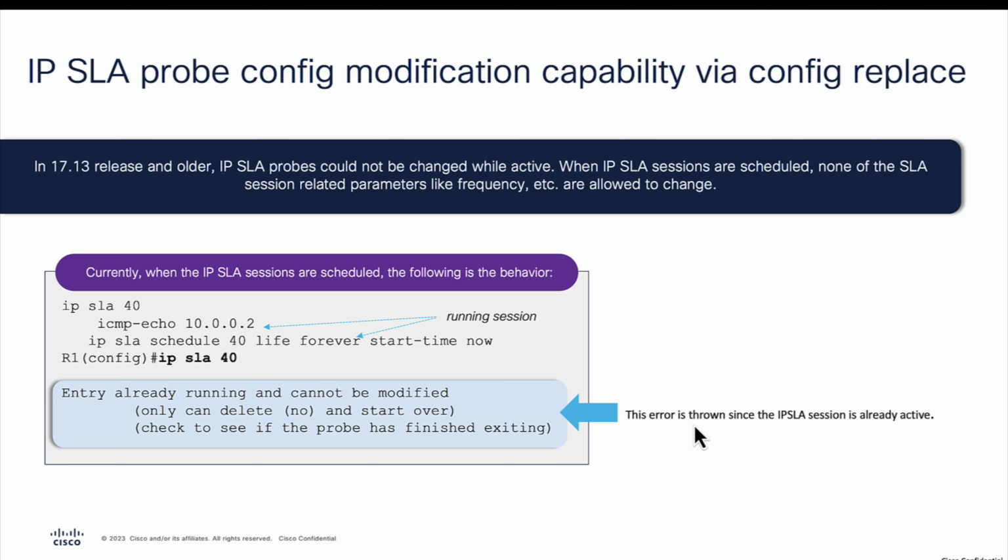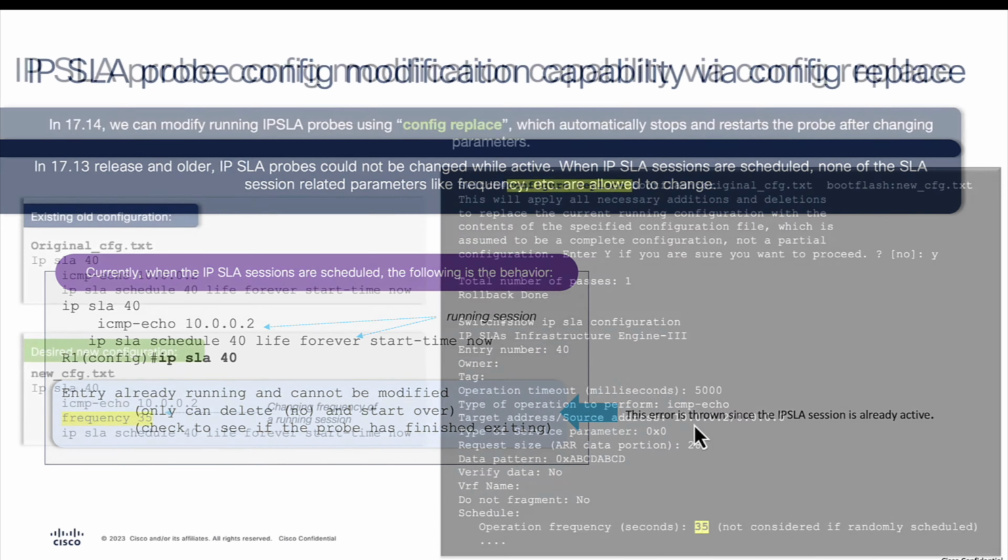In previous releases, such as 17.13 and earlier, there was a limitation with IP SLA probes where you couldn't modify them while they were active. It would initiate an error, and then it would tell you that the session is already active. Once an IP SLA session was scheduled, key parameters like frequency and other settings were locked in place, and this restriction was necessary to maintain consistency and prevent disruptions during active monitoring.